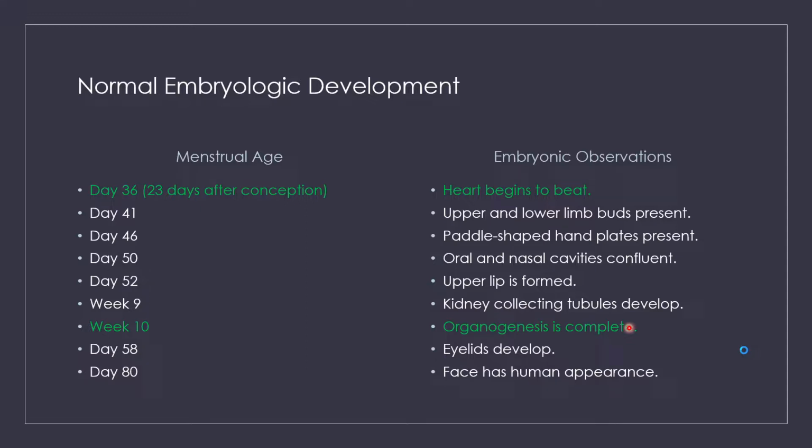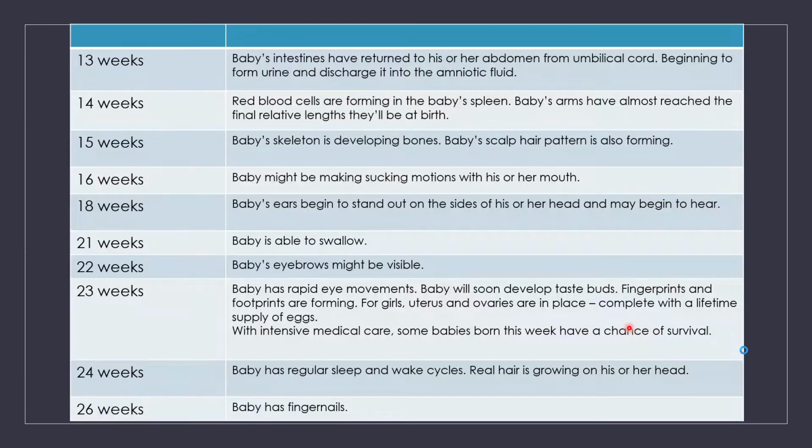By week 10, all of the organs are formed, okay? They're all formed in their early stages of development. They've just got to continue to grow. So everything is in place. It's just got to continue to get bigger. And then here's some other things if you want to pause the video and kind of read.